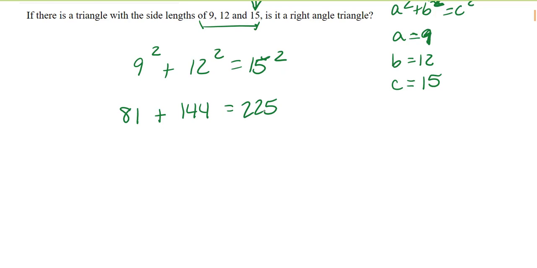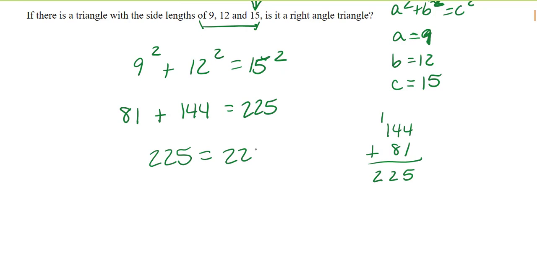Instead of getting a calculator out, let's just do this really quick over here. 4 plus 1 is 5. 4 plus 8 is 12, carry the 1, and then we get just 2. So 225 is equal to 225. This checks out, so we would say that this triangle is a right angle triangle based upon the Pythagorean theorem. Now let's look at another example.